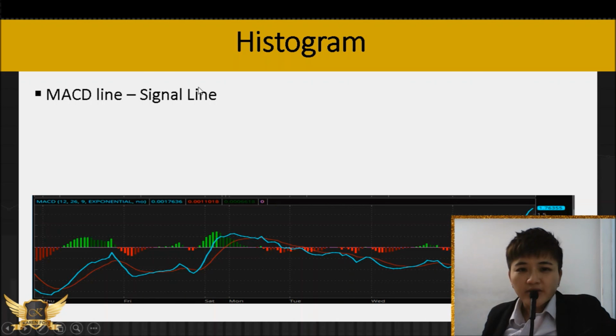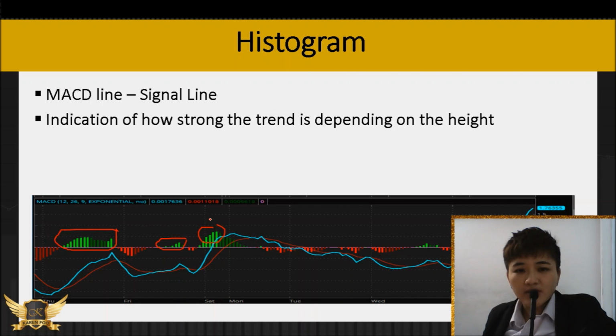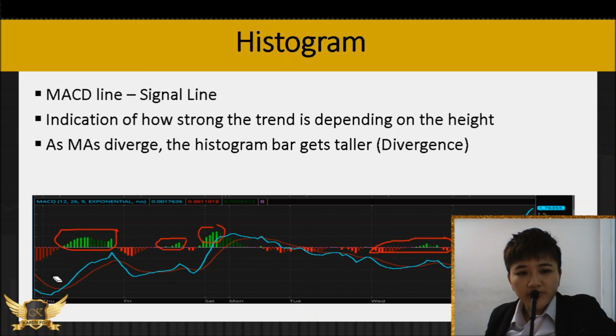So in other words, your histogram is like a derivative of MACD. One thing you need to take note of is the different height of the histogram. Some bars you see are a lot taller, and some bars are a lot smaller. So what does this mean? The taller the bars are, the stronger the trend would be. In other words, the trend is increasing in strength, and when the bars are smaller, it means that the strength is low.